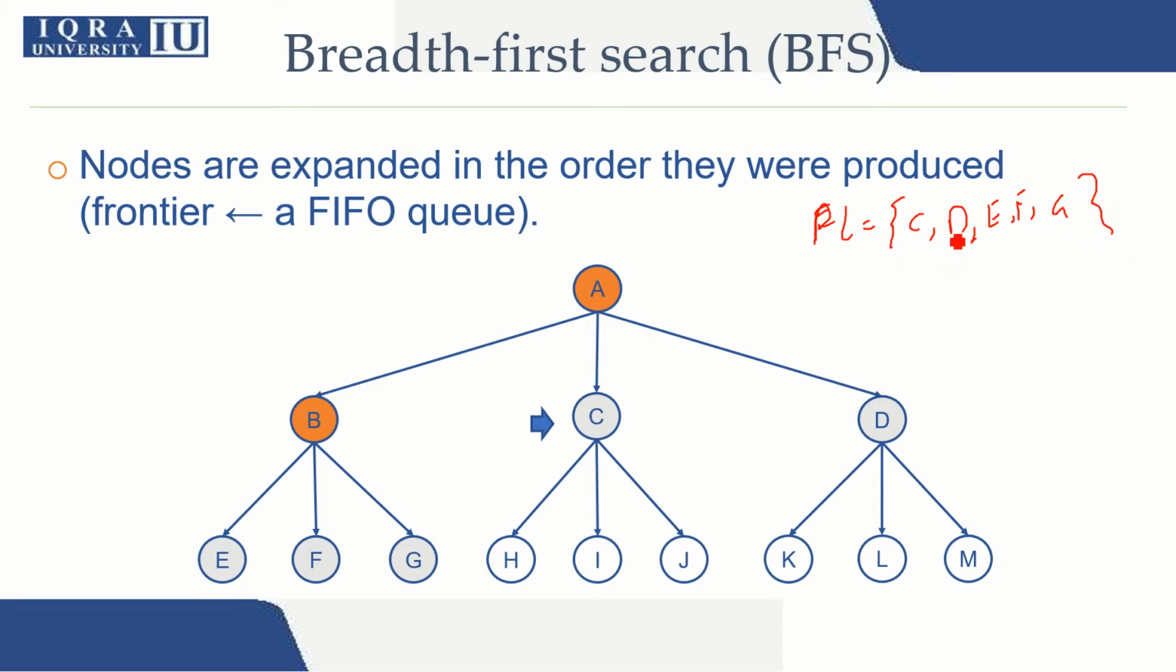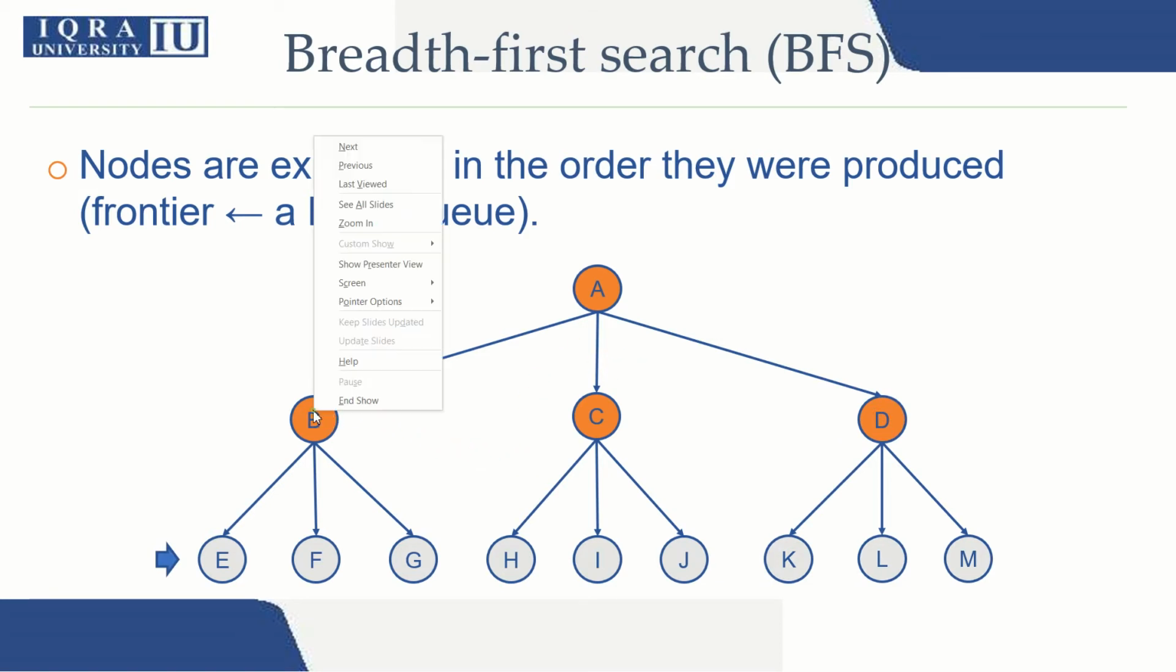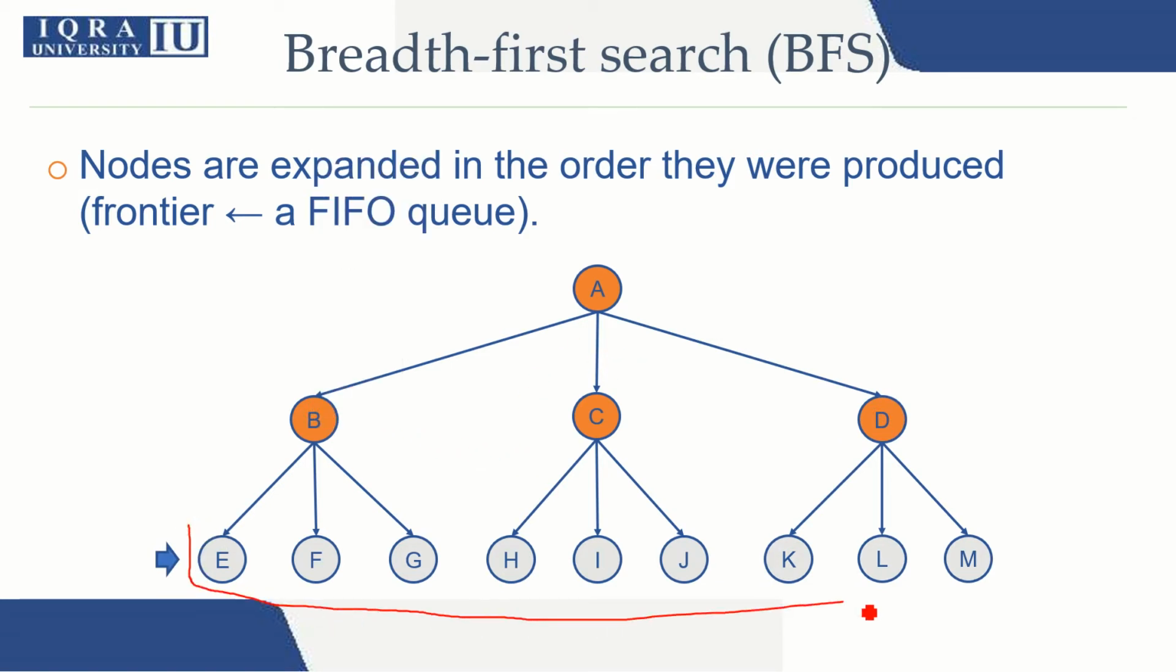So which node will come out first now, because of first in first out? It's going to be C. And then the frontier list again has become D, E, F, G, H, I, J. So the first node that's going to come out is D because first in first out. And then you can see all these nodes are in the frontier list.